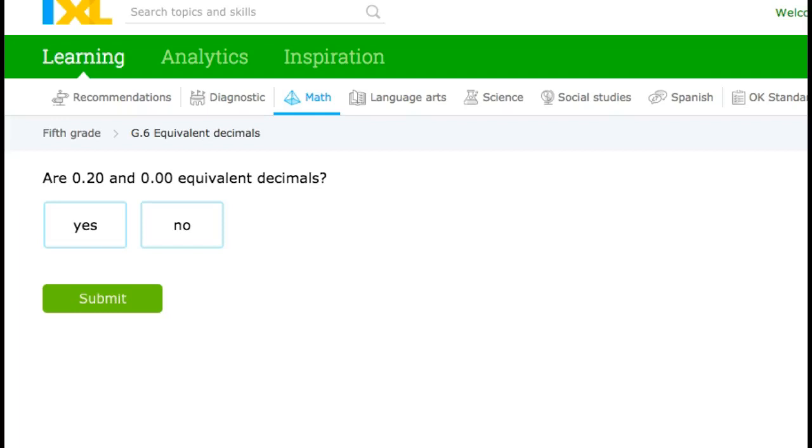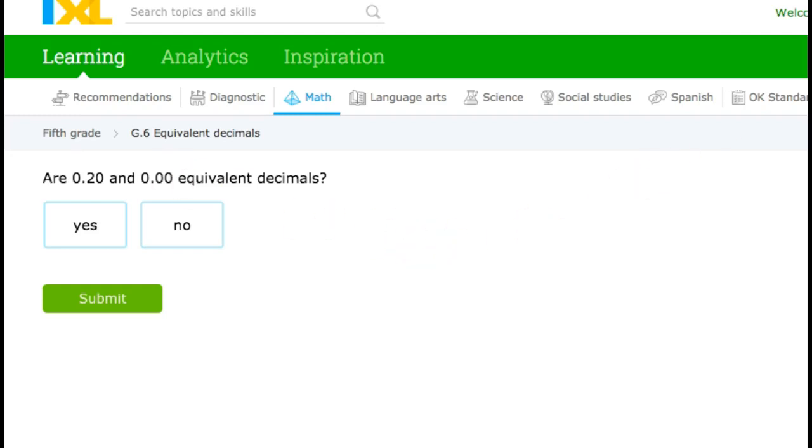Hello, today we're going to practice for Study Island 5th grade math equivalent fractions and decimals. We're going to practice with a little bit of IXL and just equivalent decimals first. So let's take a look at this question. Are 2/10, or that could be read as 20 hundredths, and 0 equivalent decimals?